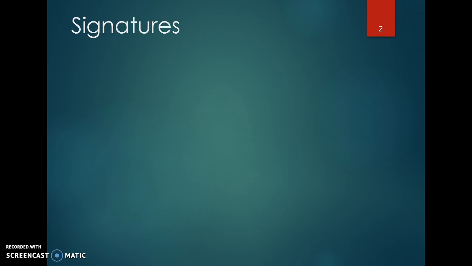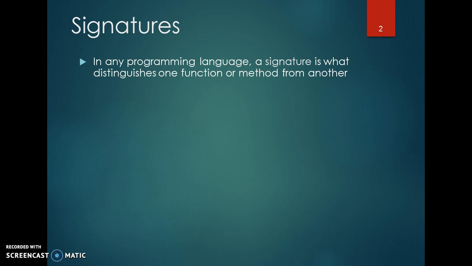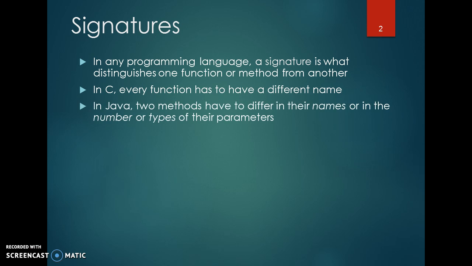Now when we are discussing functions, we need to understand what we mean by function signature. In any programming language, a signature is what distinguishes one function or method from another. Now in C, which is a procedural language, every function has to have a different name. But in Java, which is an object-oriented programming language, two methods have to differ in their names or in the number or types of their parameters.